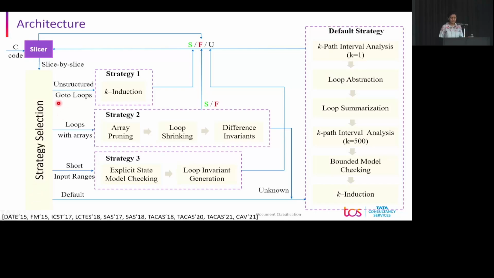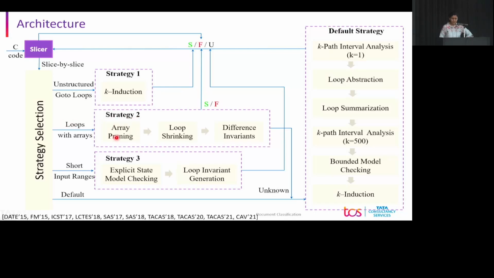Every slice is then checked for unstructured goto loops. Unstructured loops are those loops which are formed by goto labels, return, etc., backward edges, etc. For these, we apply 1-induction as implemented in CPAchecker.